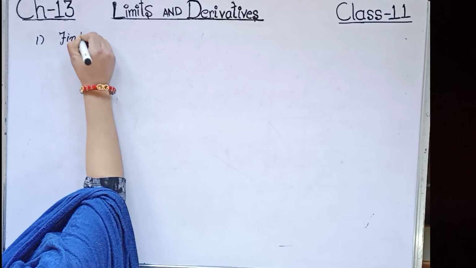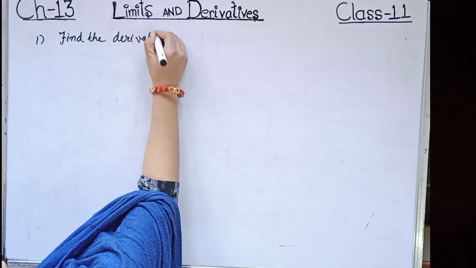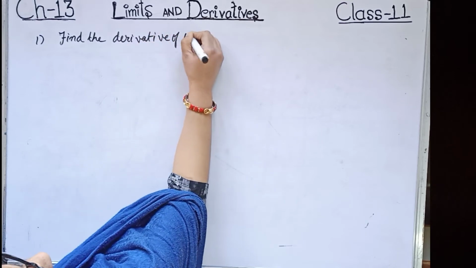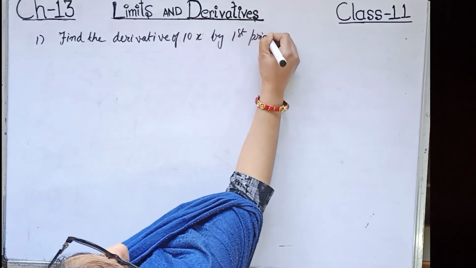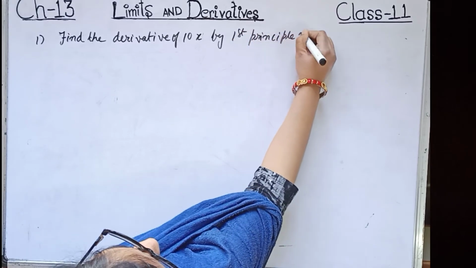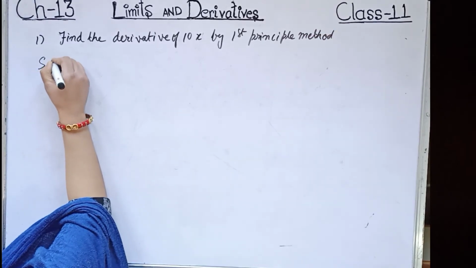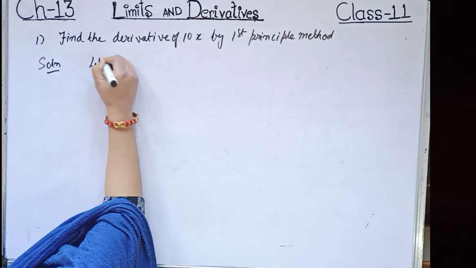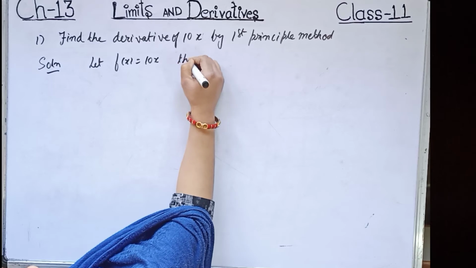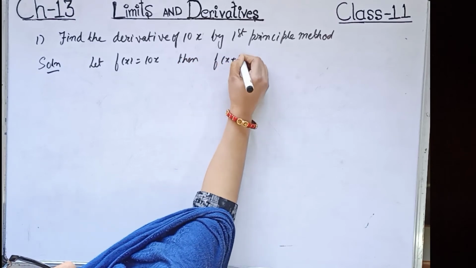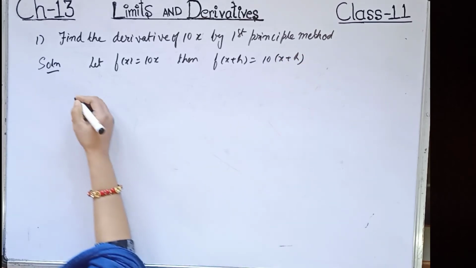Find the derivative of 10x by first principle method. In the solution part, we will be writing let f x equals 10x. Then f of x plus h will be how much? 10 of x plus h.